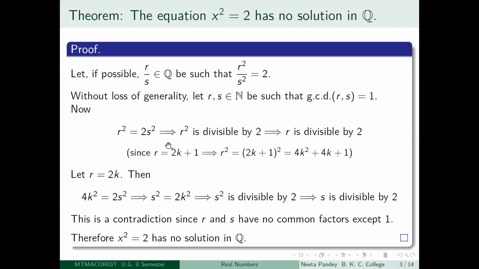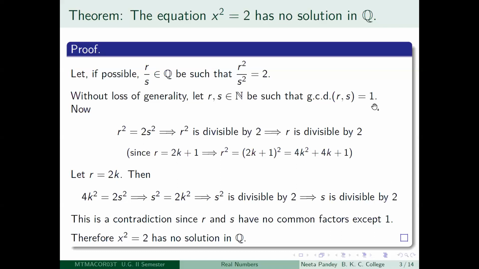Okay, so what have we seen? That if r squared is divisible by 2, then r is also divisible by 2. So you can write r as 2 times something. So again I have written 2 times k, suppose. So just plug in this value in r squared is equal to 2s squared. What do you get? 4k squared is equal to 2s squared. So that means s squared is equal to 2k squared by cancelling out 2 on both sides, and therefore s squared is divisible by 2. But again that implies that s is divisible by 2.